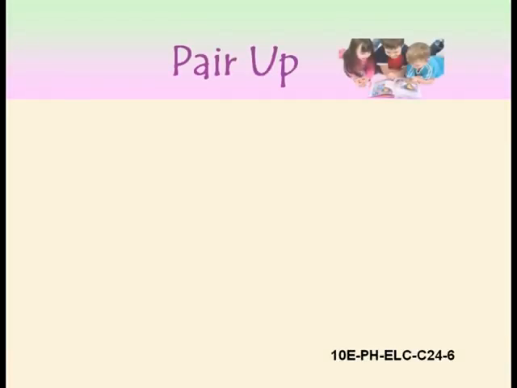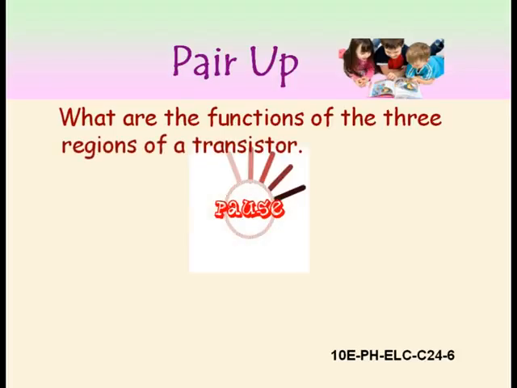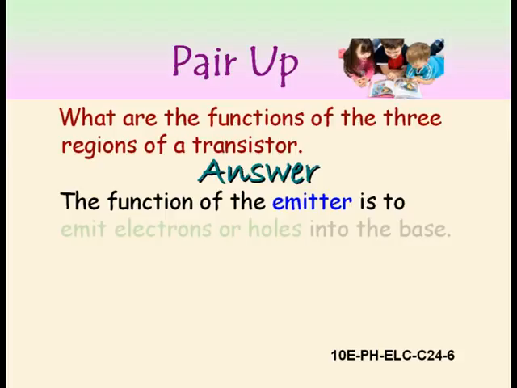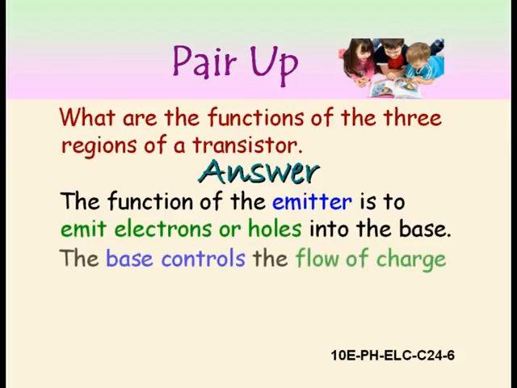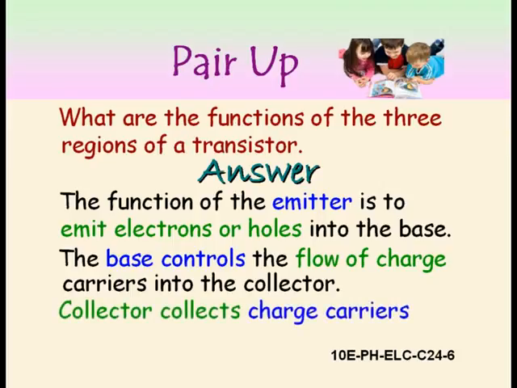Pair up and answer. What are the functions of the three regions of a transistor? Answer. The function of the emitter is to emit electrons or holes into the base. The base controls the flow of charge carriers into the collector. The collector collects charge carriers from the base.